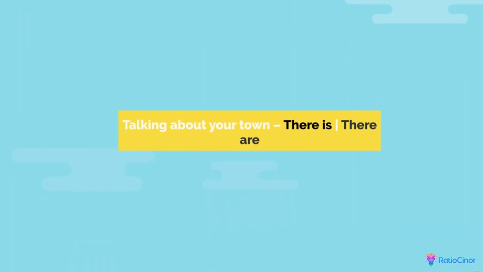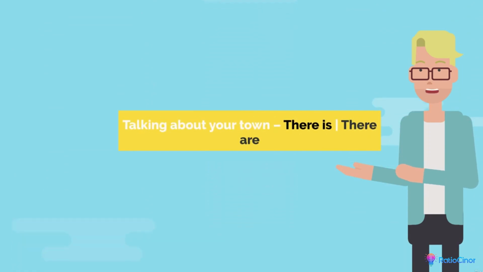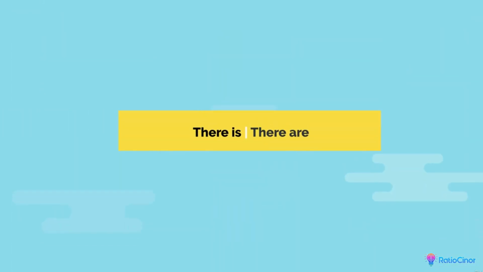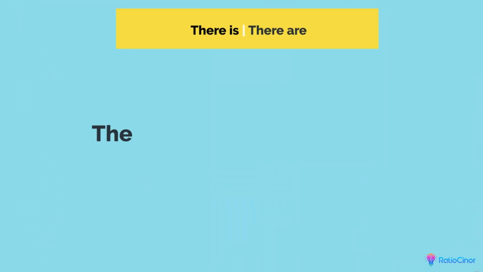Talking about your town. There is, there are. When you talk about things, you can use there is for one and there are for more than one. There isn't and there aren't are the negatives. There is and there are. There is a hospital in my town.